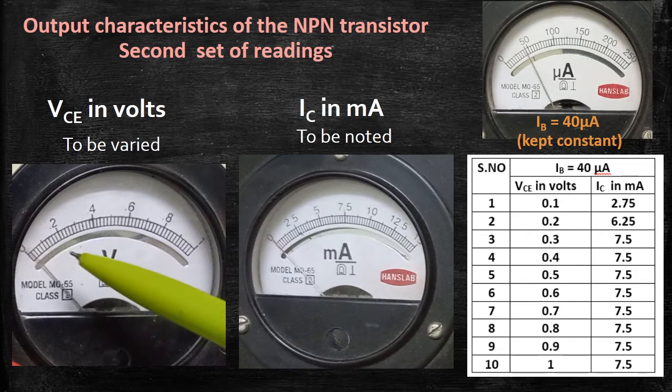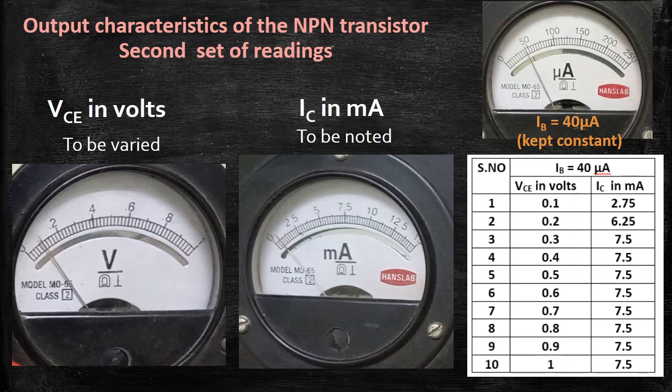Now it is kept exactly at 0.1 volt. Very patiently you have to do that. Okay, now it is kept exactly at 0.1 volt. Often you check whether the IB is kept exactly at 40 microampere or not. What is the value of VCE? 0.1 volt. IB value is 40 microampere. After that, you take reading in IC. Are you clear? Now note down the reading here.